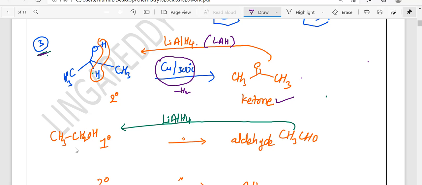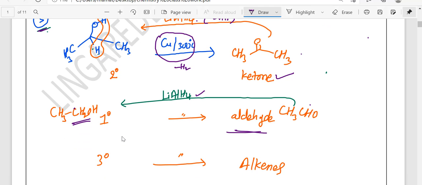Next, suppose primary alcohol is there. Primary alcohol, the alcohol group is attached to a carbon, and the carbon is connected to only one more carbon. Okay, that is primary alcohol, right? These primary alcohols, by reacting with copper at 300 degrees Celsius, give aldehyde. Then again, if you use lithium aluminum hydride on the aldehyde, you get primary alcohols.